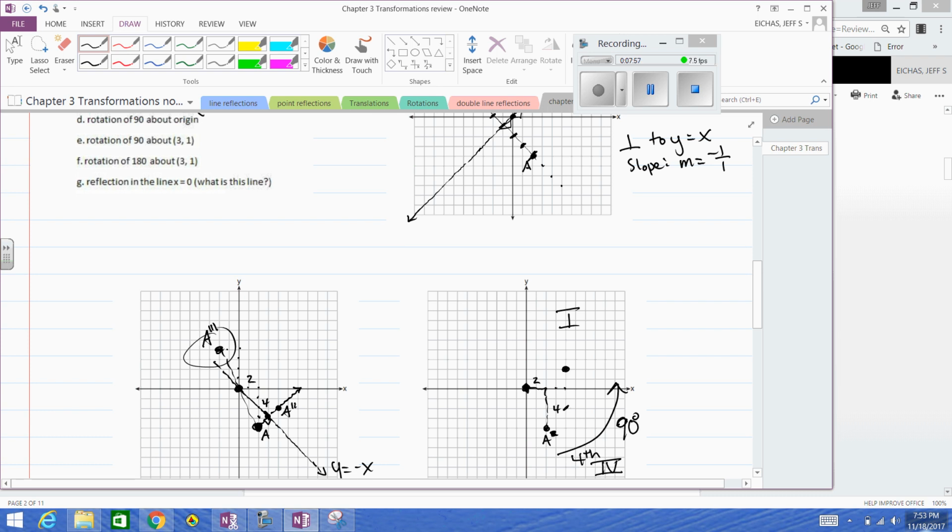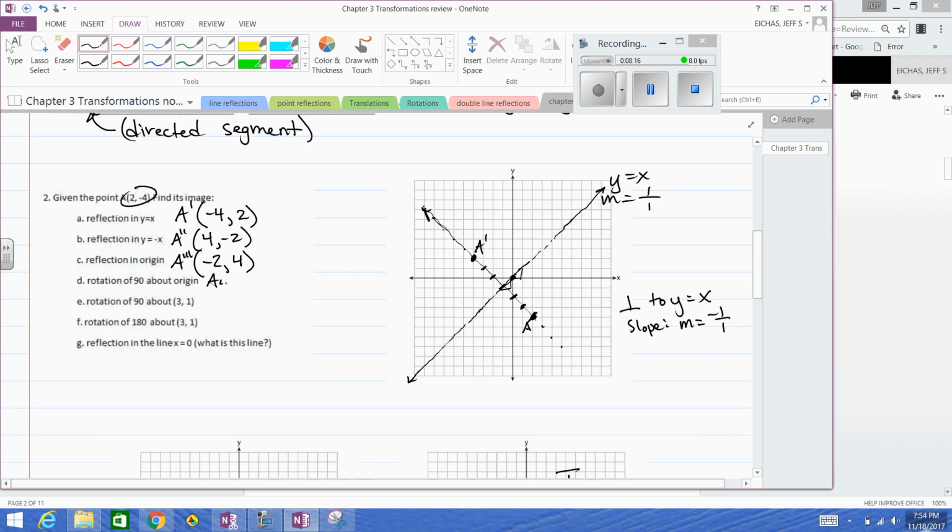If we go up 2, look at that. Look how easy it is. It's going to take us to the correct quadrant. That looks to me like a 90. I think we're going to go with it. Okay, so I'm going to stop doing the primes. I'm going to call it A sub 4. So A sub 4 is the point (4, 2).